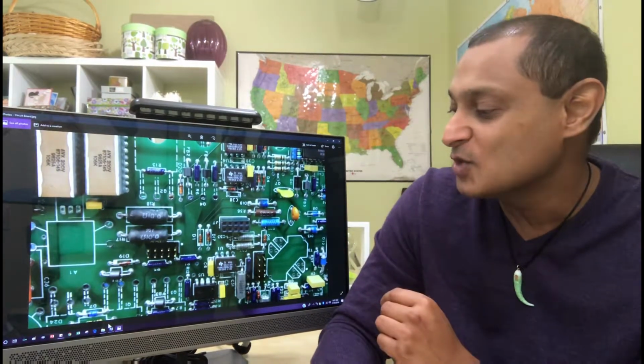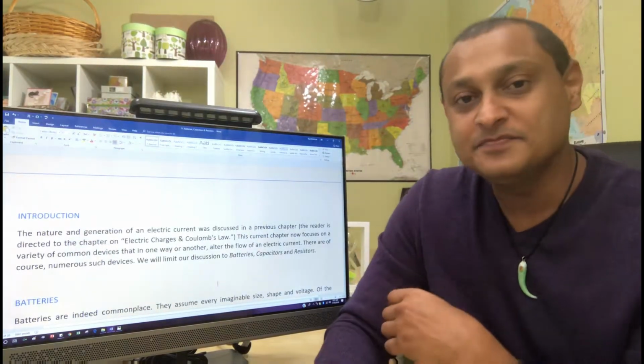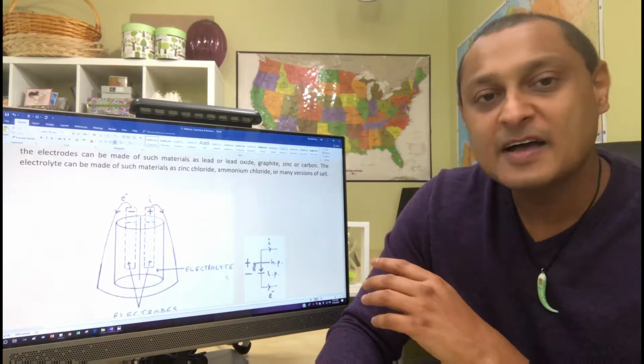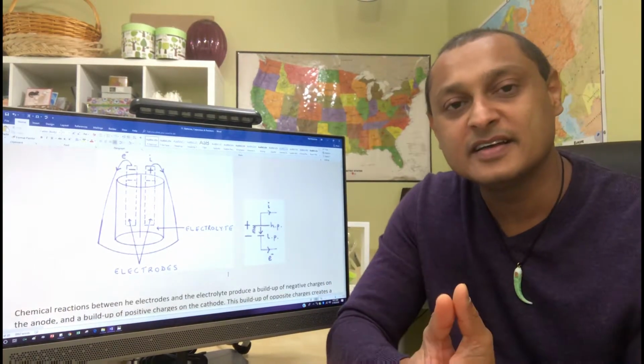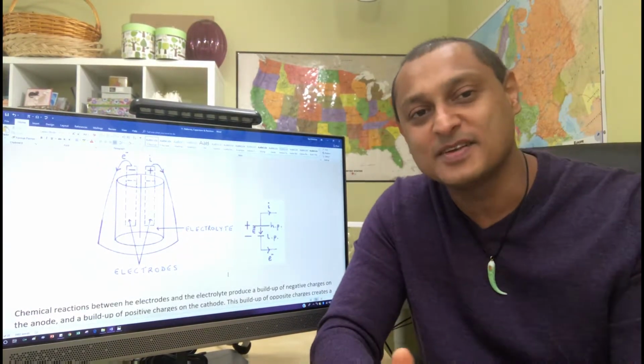Again, there are many other things, but they make the circuitry quite complicated, and that's a bit above the scope of what we're trying to do here. So, in this chapter, we're going to talk about batteries, how they're put together. There are thousands of different kinds of batteries.